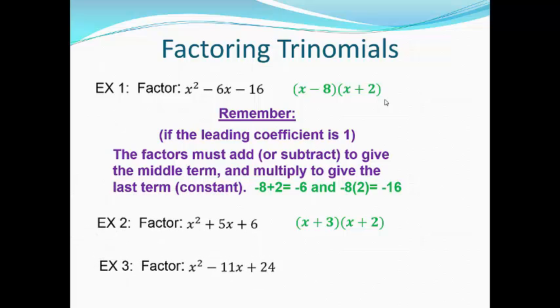Why don't you guys now pause the video and factor number 3. Okay, and welcome back. Let's check your work. You get x minus 8 times x minus 3. Negative 8 times negative 3 will give us positive 24, and negative 8 minus 3 gives us negative 11.